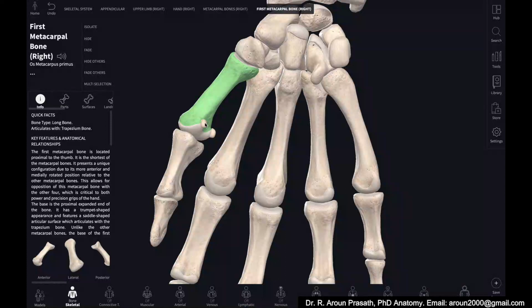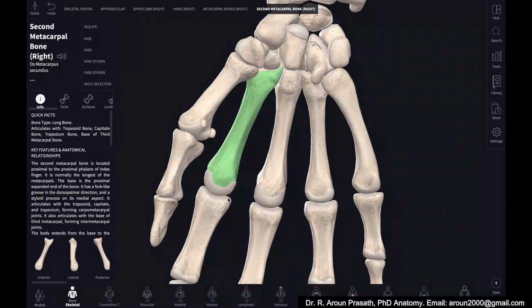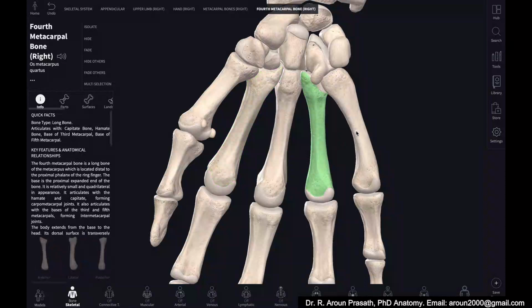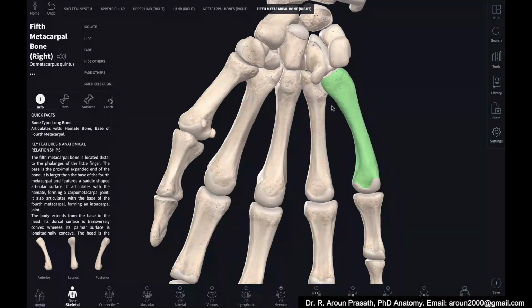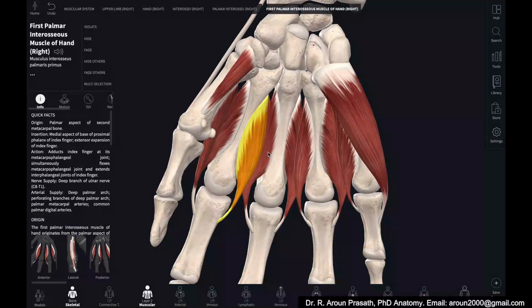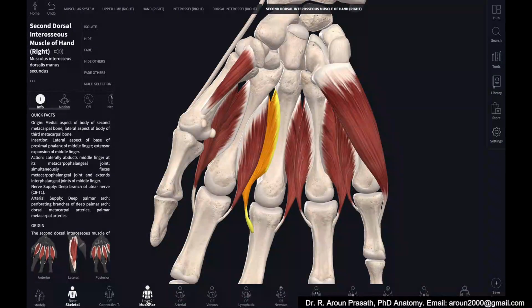Okay, so what you see here is this is the shaft of the metacarpal, this is the base of the metacarpal, and this is the head of the metacarpal. Base, shaft, and head. So all the metacarpals have the same parts. In between the metacarpals you have the palmar interosseous muscles. See, these are the interosseous muscles. And this muscle is attached between the shaft of the metacarpal and the phalanges.